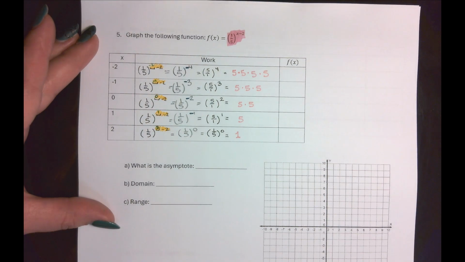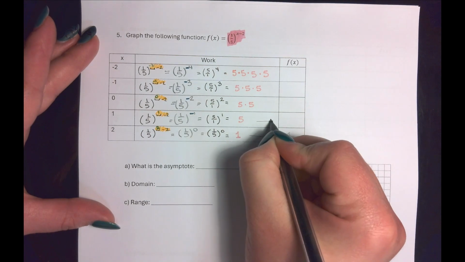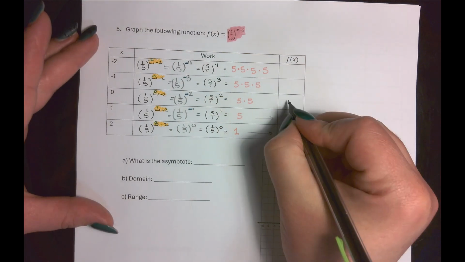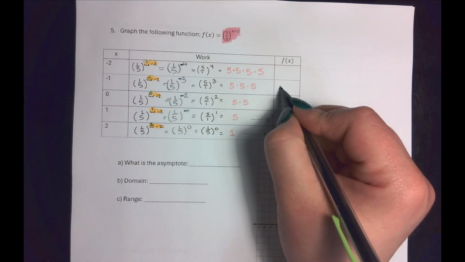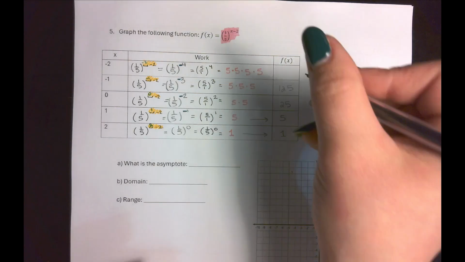Next, we're going to evaluate. Here we just have 1, so we're going to bring 1. Here we have 5, we're going to bring 5. 5 times 5 is 25. 5 times 5 is 25, times 5, 125. And then we have 5 times 5 times 5 times 5, which means 25 times 25, which means we have a very large number of 625.